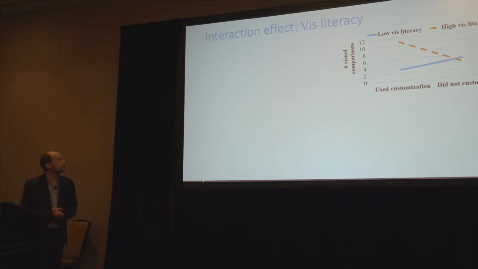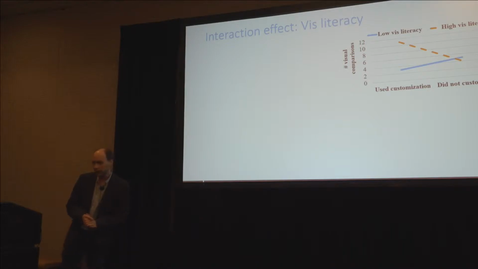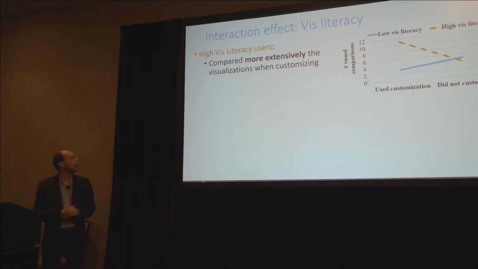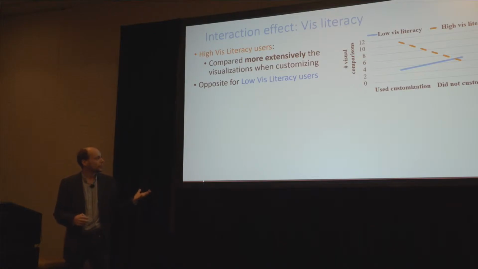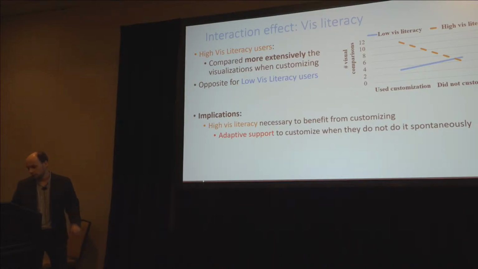The first effect we found is of visualization literacy on the number of visual comparisons made. People with high visualization literacy, the orange line on the chart, made many more visual comparisons when they customized, on the left, than when they did not customize, on the right. This is the opposite for users with low visualization literacy: they made fewer comparisons when they customized than when they did not. This suggests that high visualization literacy is important to take advantage of the customization mechanism.